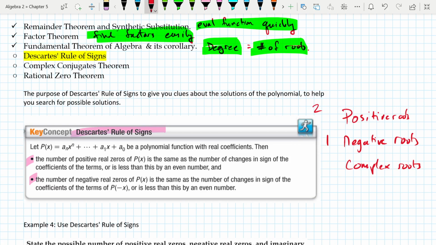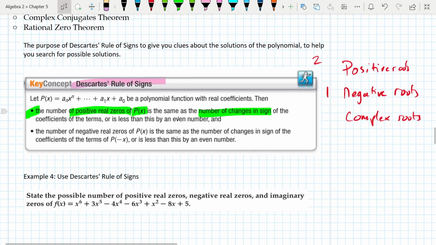Now, how do you actually use Descartes' rule of signs? There are two parts to it. You can see the two bullet points here. We're going to do the first one. We're going to look at the function, and the number of positive real zeros, or positive roots, is equal to the number of sign changes of the function. That means each term, whether it's switching from positive to negative. Let's do that real quick on this problem right here.